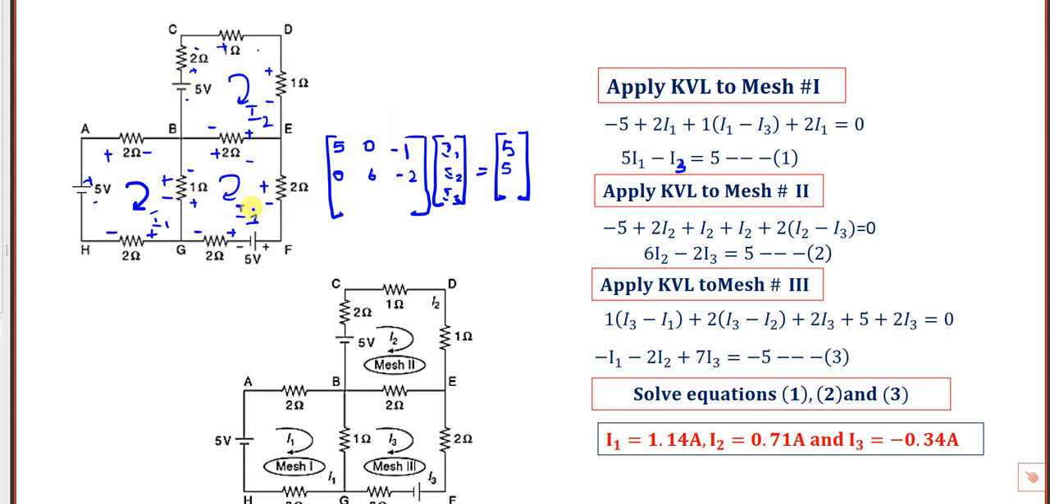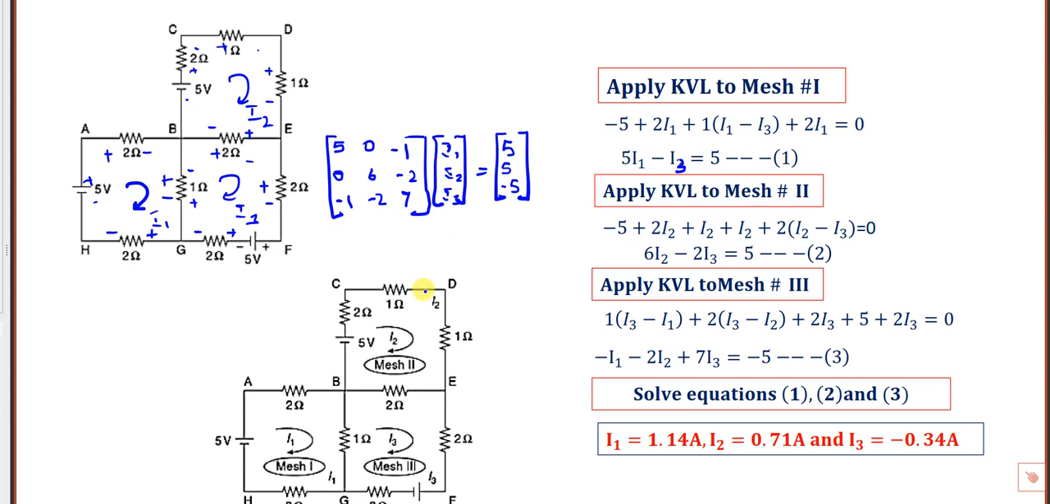Coming to mesh 3. Common to 3 and 1 is minus 1. Common to 3 and 2 is minus 2. Sum of resistance in mesh 3: 2 plus 1 plus 2 plus 2, 2 plus 2 is 4, plus 6, plus 1 is 7. And the voltage value while writing KVL is plus 2 minus 5, that becomes minus 5 on the right side. So these are the three equations.